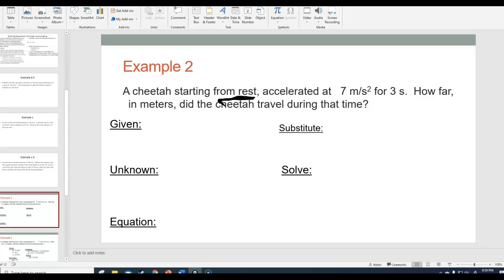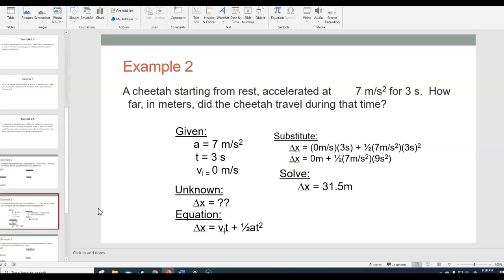Okay, so the answer to this question should look something like this. Okay, and you should have gotten an answer of 31.5 meters. Okay, remember, when you plug into the equation, you don't need to plug in units. Okay, so 31.5 meters. So if you did not get that, okay, go back and double check your math.